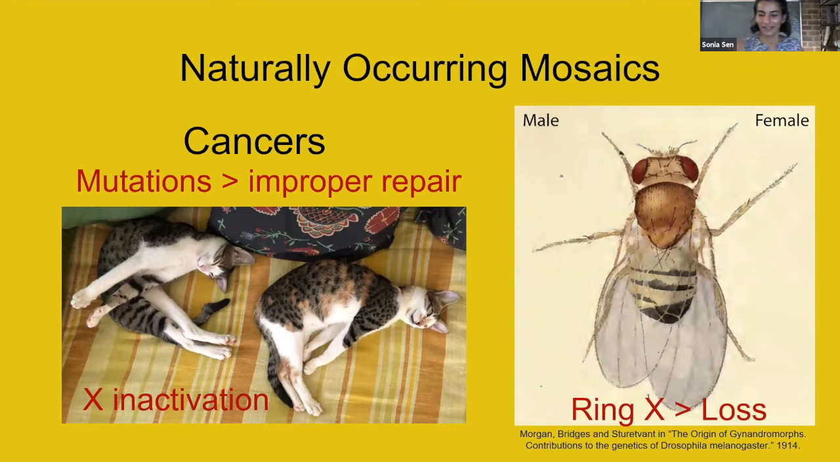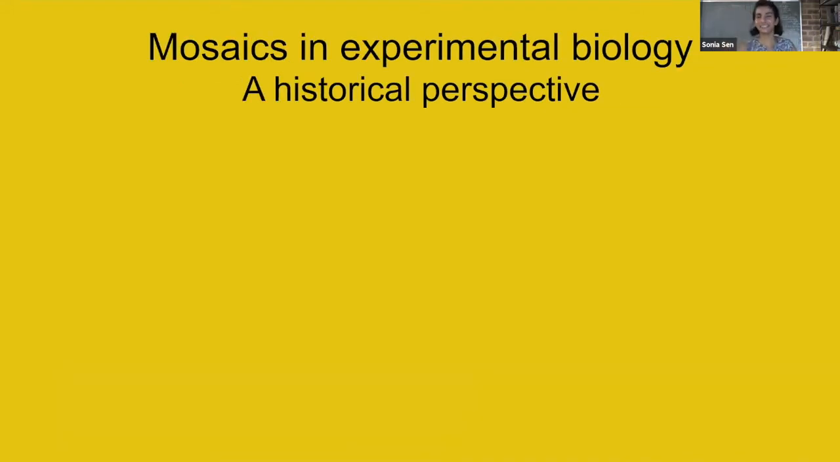Okay, so whenever there is such interesting biology out there, an experimental biologist will come and try and figure out a way of using it to answer a question that they are interested in. So just a quick historical perspective on how mosaics have been used and understood in biology. The first is, I don't know if any of you have done a developmental biology class yet.